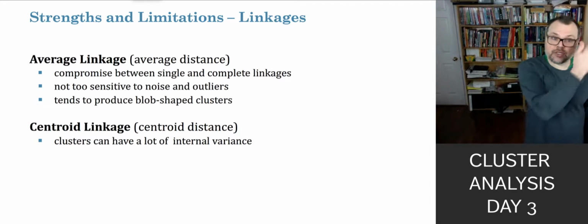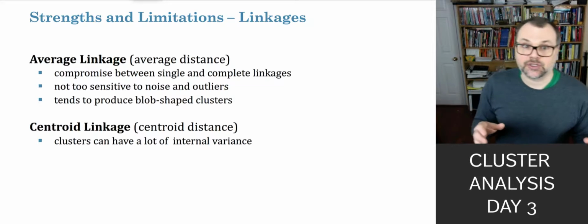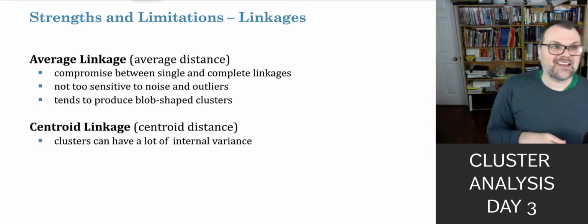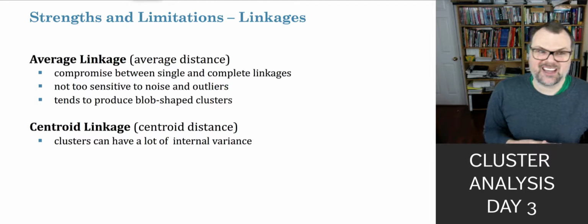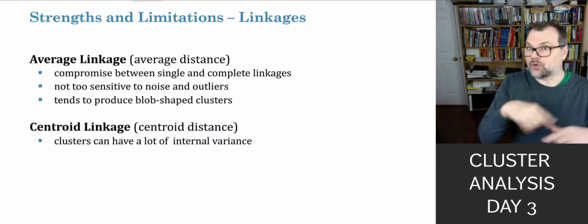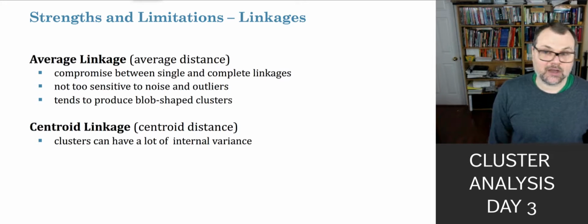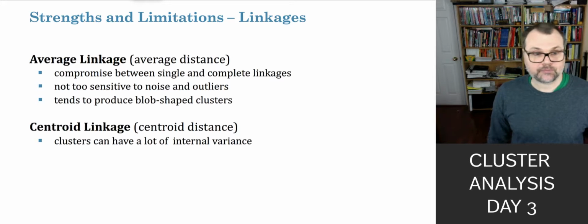Average linkage, that's a compromise if you want between single and complete linkages. If you look at the average distances, not too sensitive to noise and outliers. It does tend to produce clusters that are blobbish, so of equal size in every direction, roughly speaking. That might be something you're interested in as well.